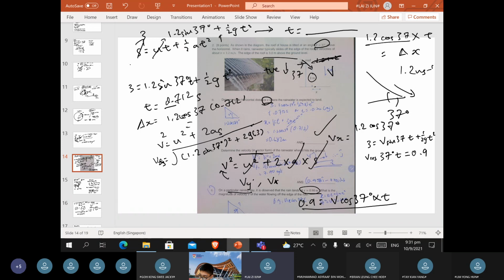I know that in the y direction, the displacement is still going to be the same, which is 3 meters. So 3 is equal to ut plus half at squared, so v sine 37 t plus half g t squared. So I have two equations. I have two unknowns, t as well as v. I can solve it very easily.